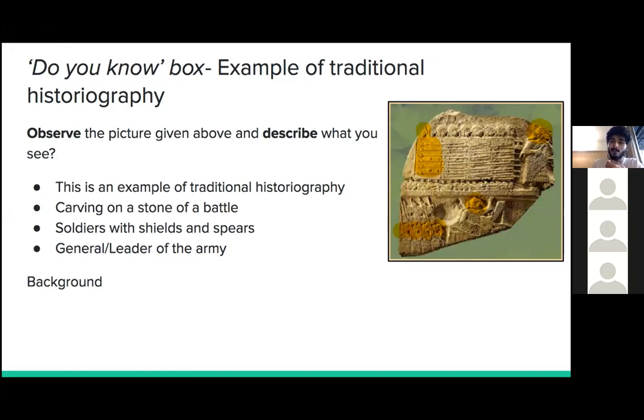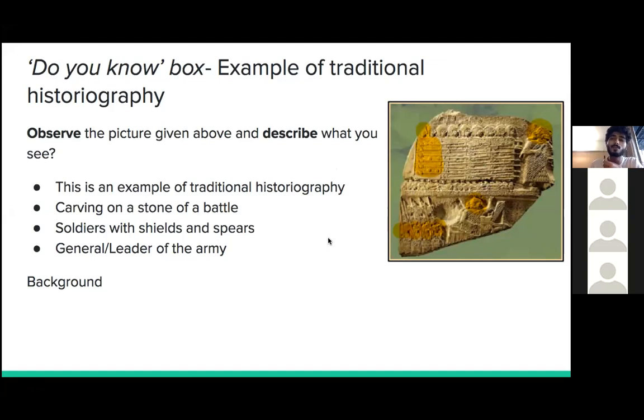Yeah, it's a carving on stone of a battle. There are soldiers with spears. I can see that, and I can see a general or a leader of the army. So you should be able to describe this in your answer if they ask you this in the paper.